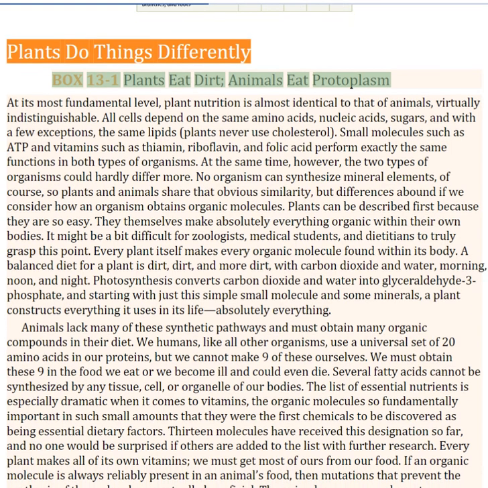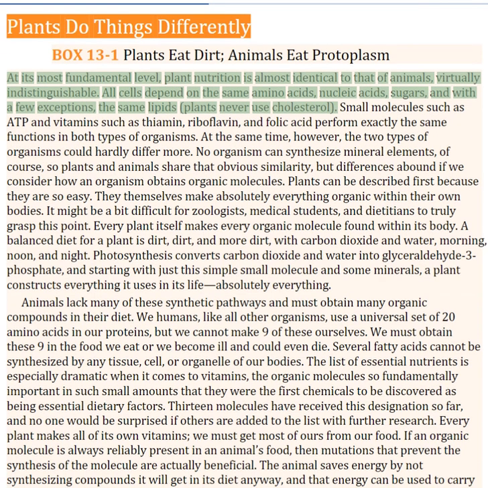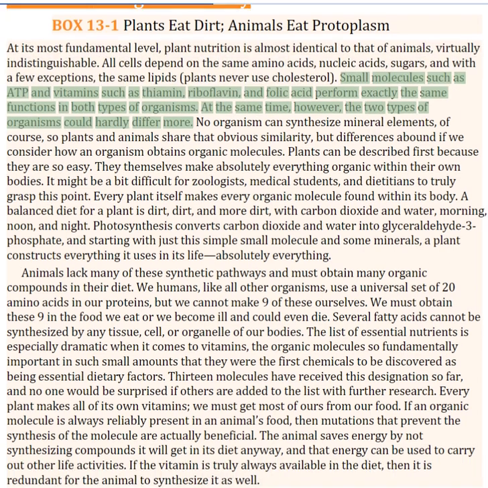Box 13-1. Plants eat dirt, animals eat protoplasm. At its most fundamental level, plant nutrition is almost identical to that of animals, virtually indistinguishable. All cells depend on the same amino acids, nucleic acids, sugars, and with a few exceptions, the same lipids. Small molecules such as ATP and vitamins such as thiamine, riboflavin, and folic acid perform exactly the same functions in both types of organisms. At the same time, however, the two types of organisms could hardly differ more.